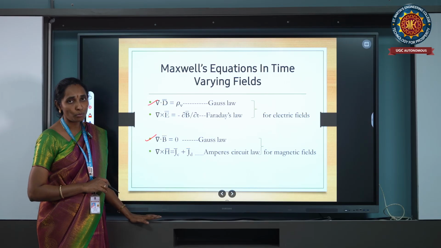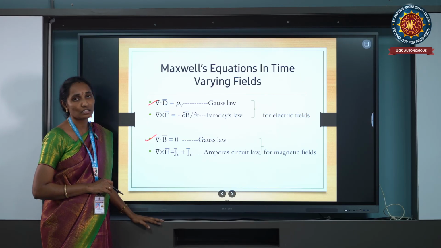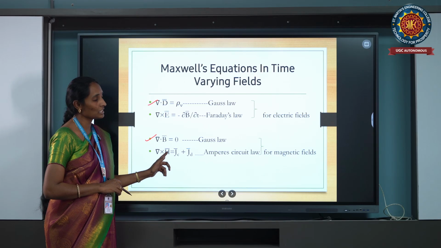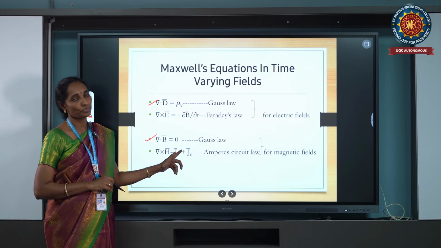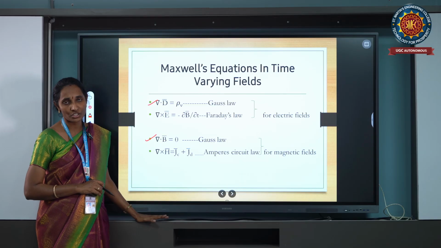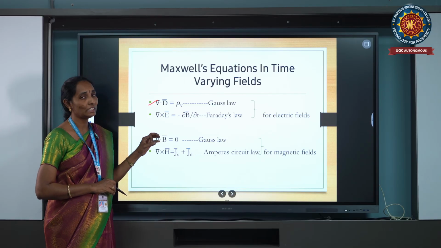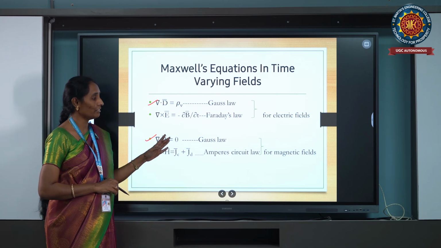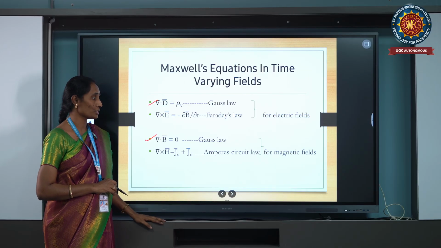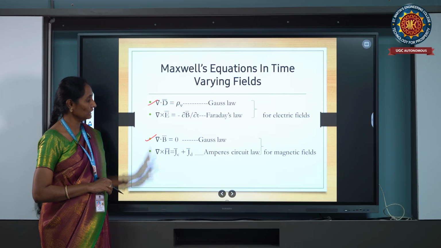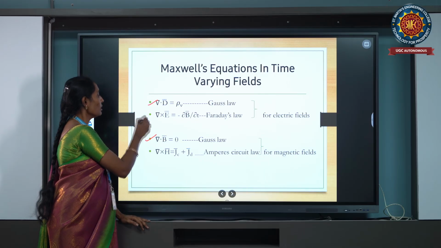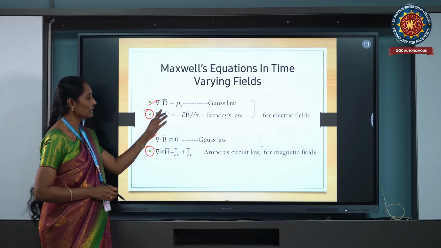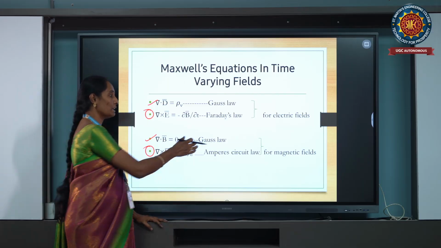But the remaining two Maxwell equations change. One is del cross E bar is equal to minus dou B bar by dou t, and the other is del cross H bar is equal to JC plus JD. Why are these two equations changed? In time varying condition, the magnetic field changes and the electrical field changes. Due to the magnetic field variation, flux will be produced, and due to that, some changes occur in these two Maxwell's equations: del cross E bar and del cross H bar. I will explain these two equations one by one.